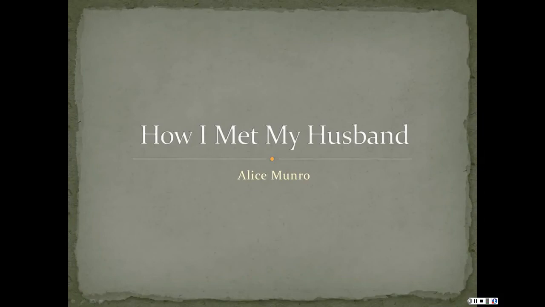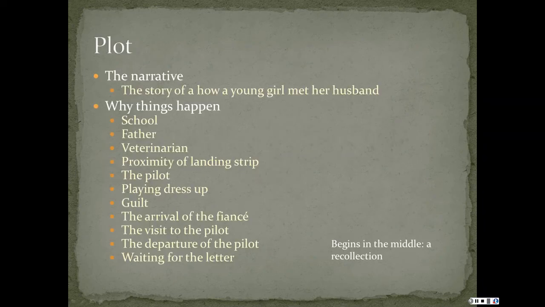Alice Munro's story, How I Met My Husband, is one story that we can use to examine plot and structure. When we discuss structure, we talk about the sequence of events. This story begins in the middle because it is a recollection. It is a narrative, the story of how a young girl met her husband.